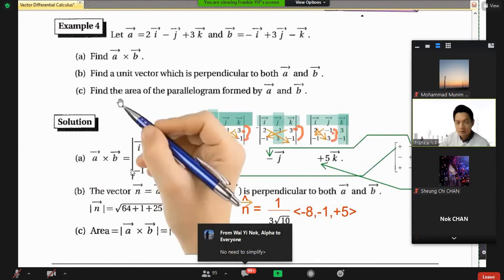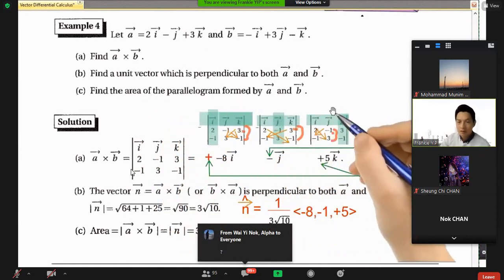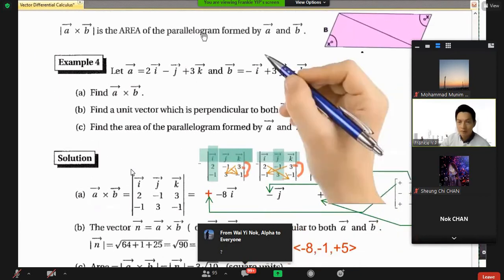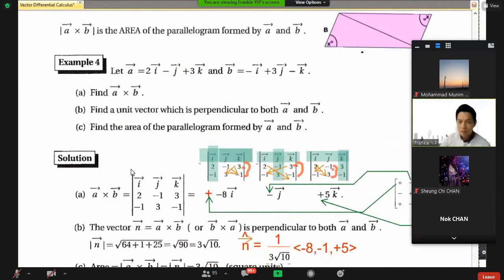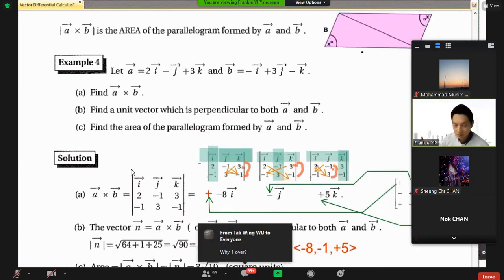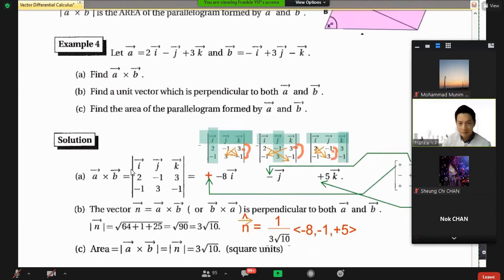And finally, for part C, find the area of the parallelogram formed by A and B. Just now I told you that to find the area of the parallelogram formed by A and B, you just get the magnitude of A cross B. So you get the magnitude of this vector, which is exactly 3 square root 10. And finally, you give the unit. This should be square units. Don't forget this, or we will deduct marks from you. Okay, easy, right? Okay, finished. And then another example.